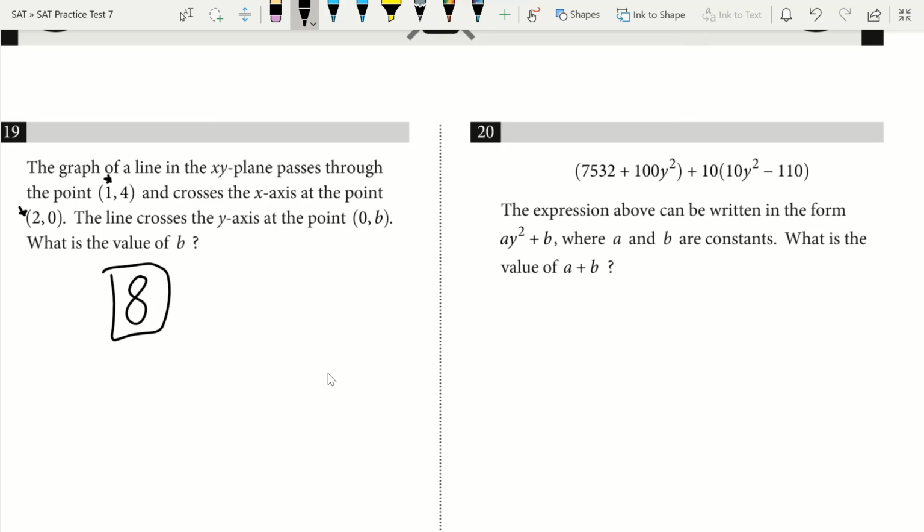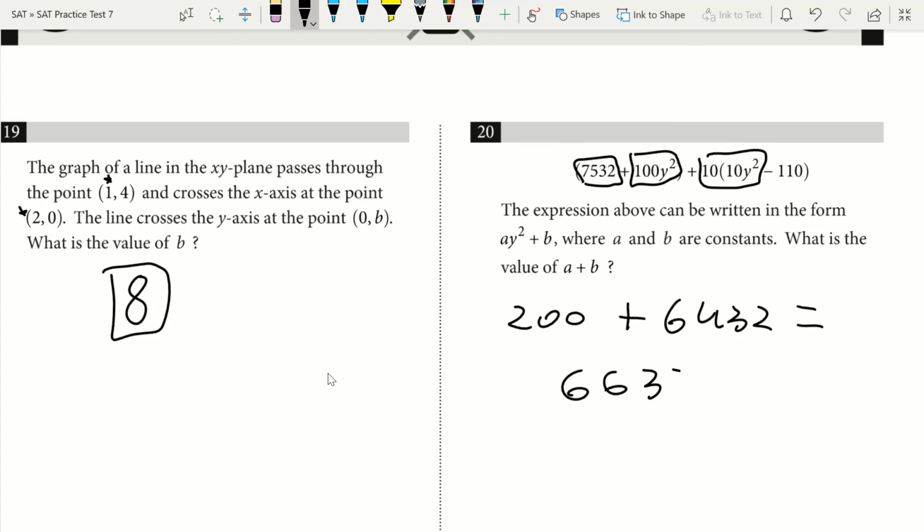Question 20. The expression above can be rewritten in the form ay squared plus b, where a and b are constants. So what is the value of a plus b? Well, I know that my a is going to be 100y squared plus 10 times 10y squared, so that's plus another 100. So I know my a has to be 200y squared, but a is just 200 then. And then plus b, which is 75, 32, minus 10 times 110, so that's going to be minus 1100. That's going to give me 64, 32. When I add those, I get 66, 32 as my answer.